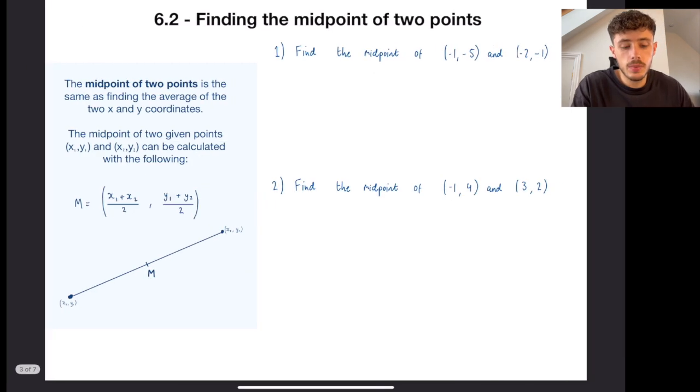Let's move on to 6.2, which is finding the midpoint of 2 points. Again, there is an equation with it, but to be honest, it's normally easier just to draw a graph and sketch it out and then work through it intuitively.